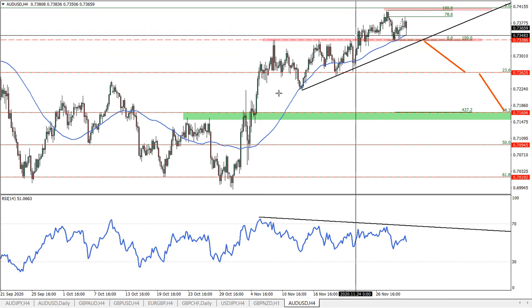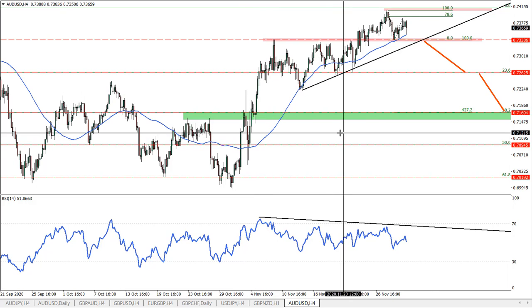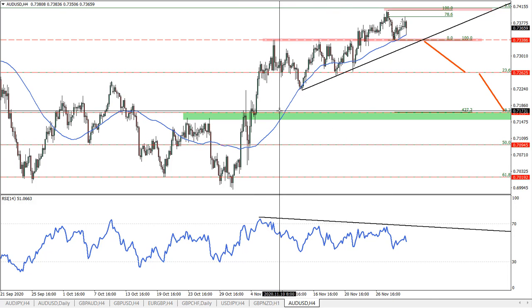So that's it on this currency pair, but we will now look at the daily time frame and what we expect.